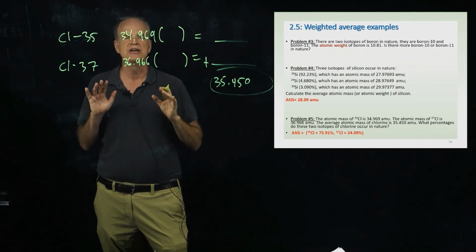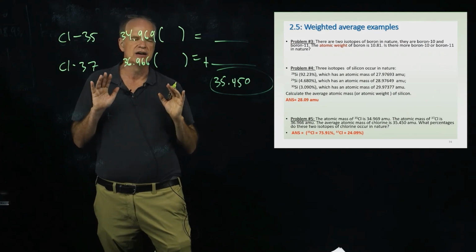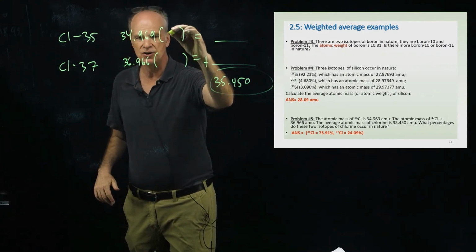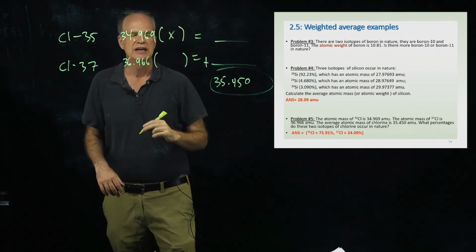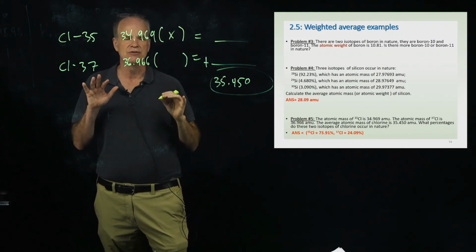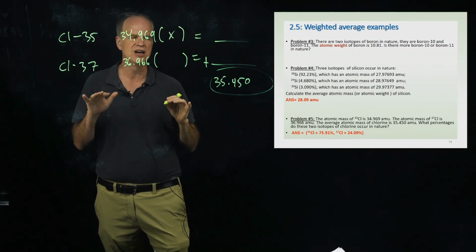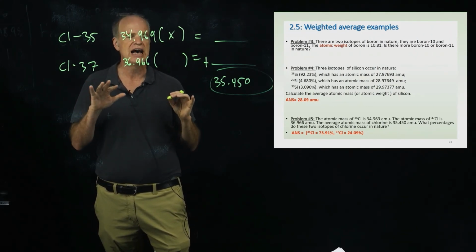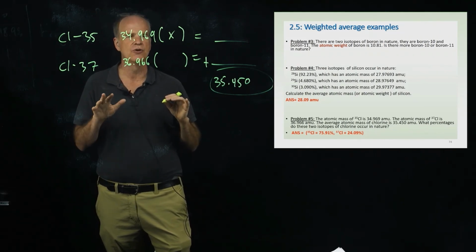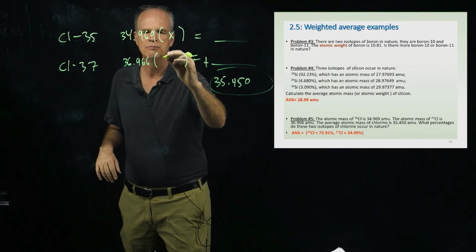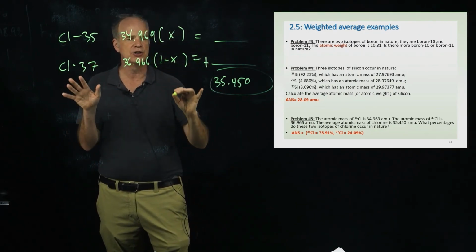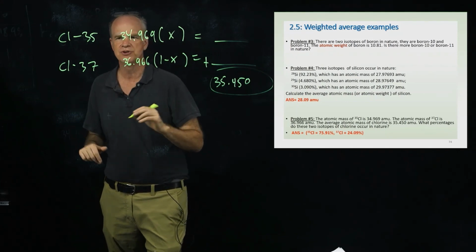So this is what you do. What you can do is you can set the abundance of chlorine 35 in nature to be an unknown called X. If that's the case, remember that all the isotopes must add up to 100%. In other words, in decimal form, they must add up to 1. So if chlorine 35 is X, chlorine 37 is going to be 1 minus X. So now we can just write out an equation and solve for X, which is what I'm going to do.